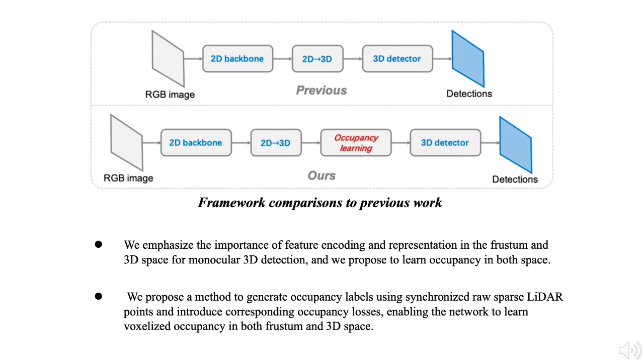Specifically, by using synchronized raw sparse LiDAR point clouds, we define the space status and generate voxel-based occupancy labels. We formulate occupancy prediction as a simple classification problem and design associated occupancy losses. Resulting occupancy estimates are employed to enhance original frustum/3D features.